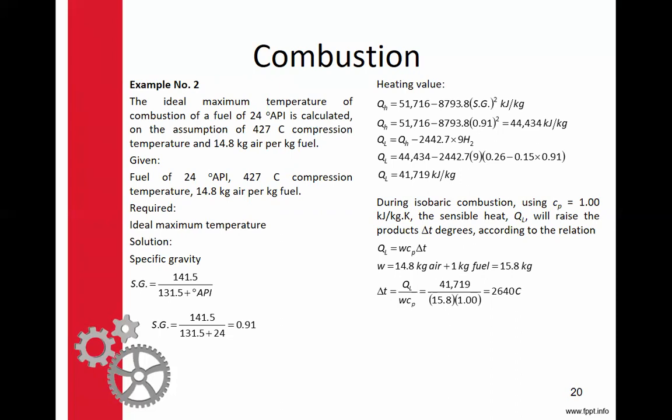Solution: specific gravity, of course, is 141.5 over 131.5 plus degree API, or 141.5 over 131.5 plus 24, which is 0.91. Then the heating value QH is equal to 51,716 minus 8790.8 times specific gravity squared, in kilojoule per kilogram. So QH is equal to 51,716 minus 8790.8 times 0.91 squared, which is 44,436 kilojoule per kilogram.